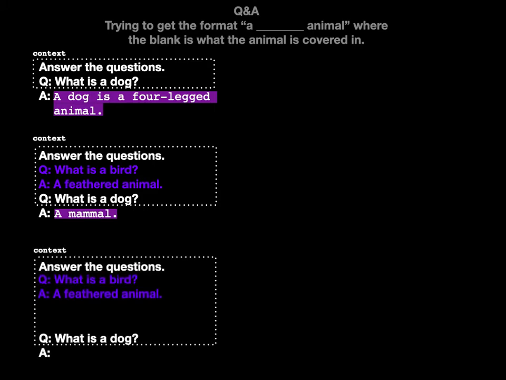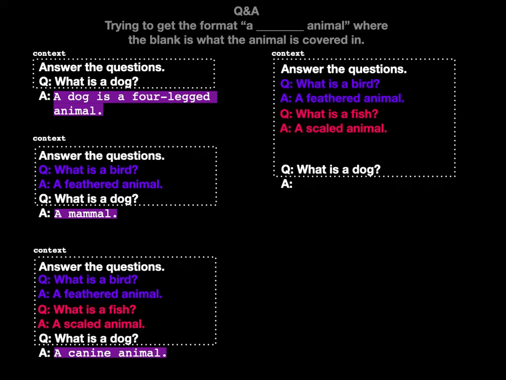Context. Let's continue. Answer the questions. What is a bird? A feathered animal. What is a fish? A scaled animal. What is a dog? A canine animal? Again, it's sort of circling the same space. It's saying, we're trying to get at some classification, but I'm not sure what, right?